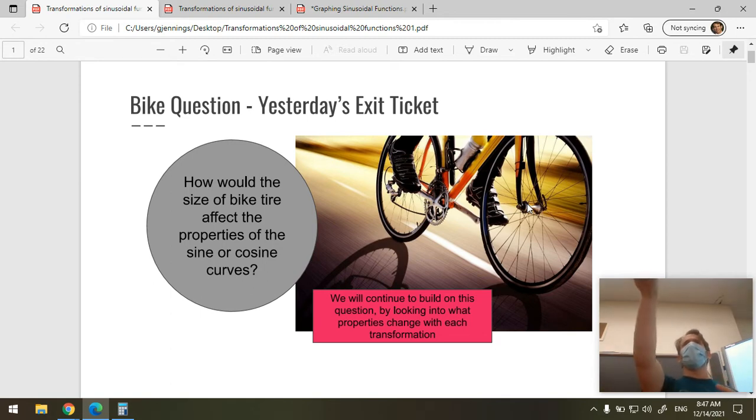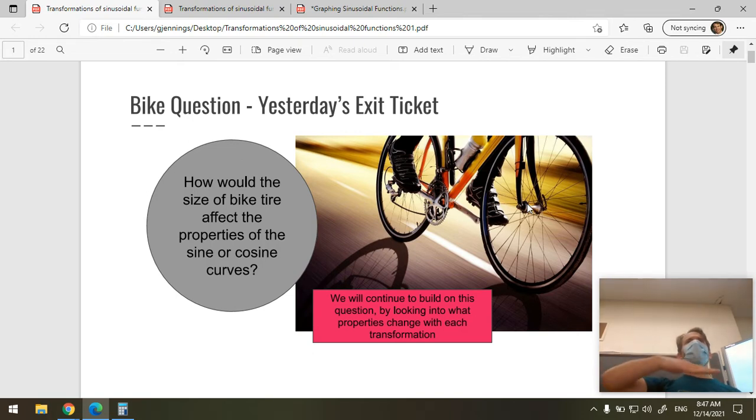Which transformation would control that? A, K, D, or C? Setting the size of the amplitude of my function. A. Yeah, A is going to stretch that.